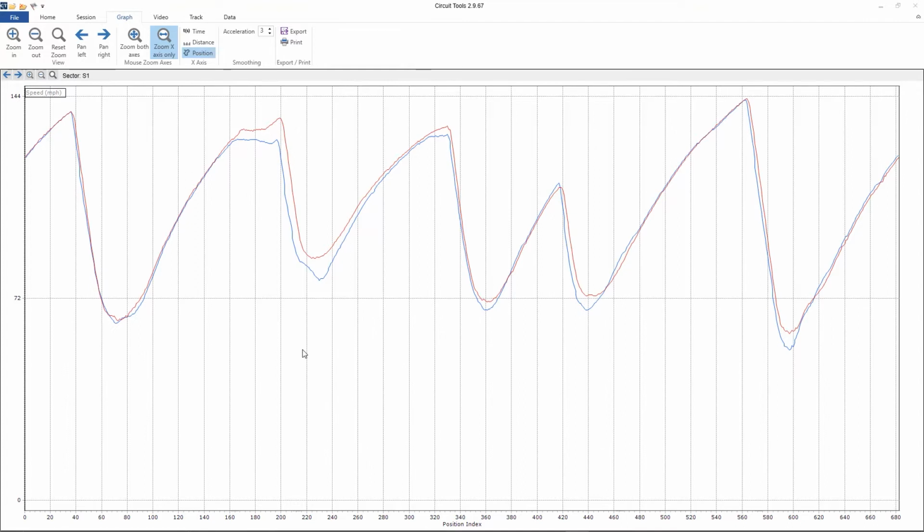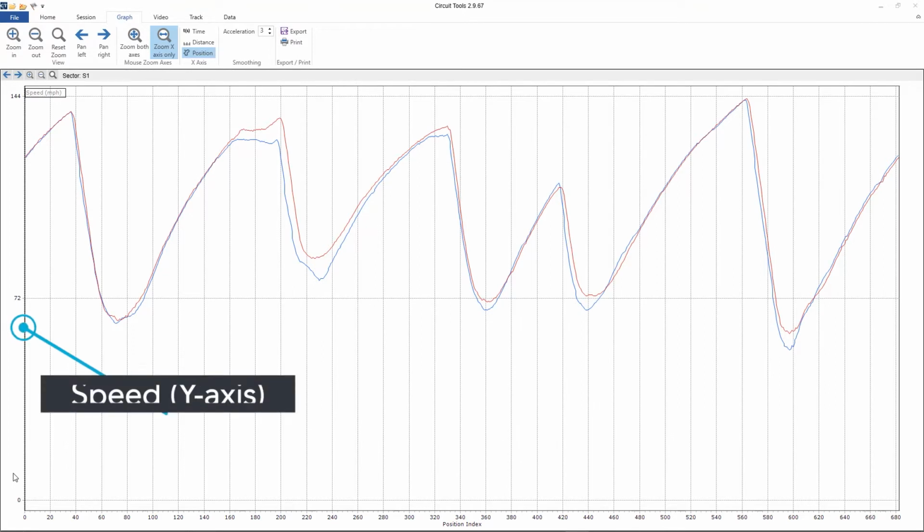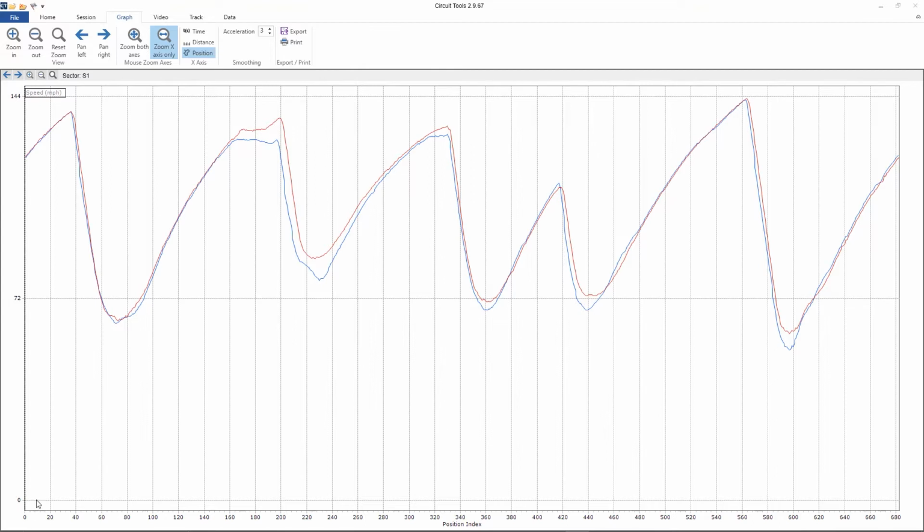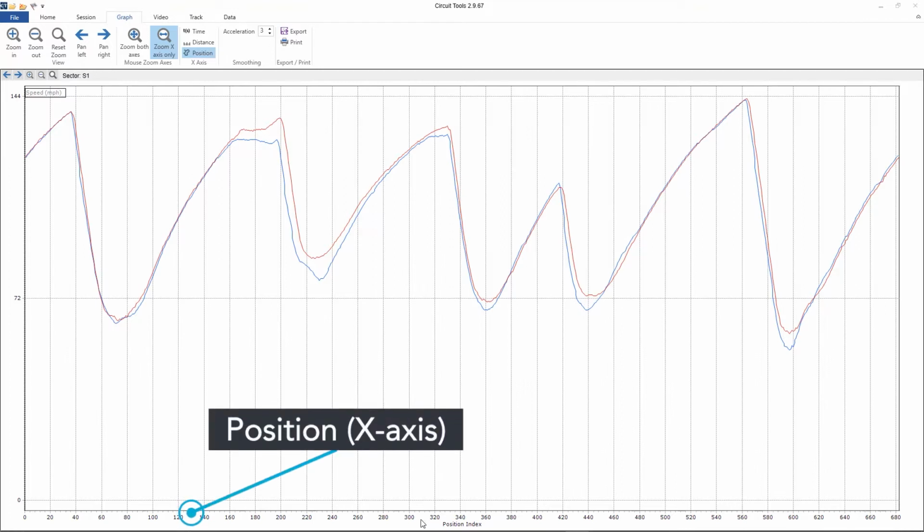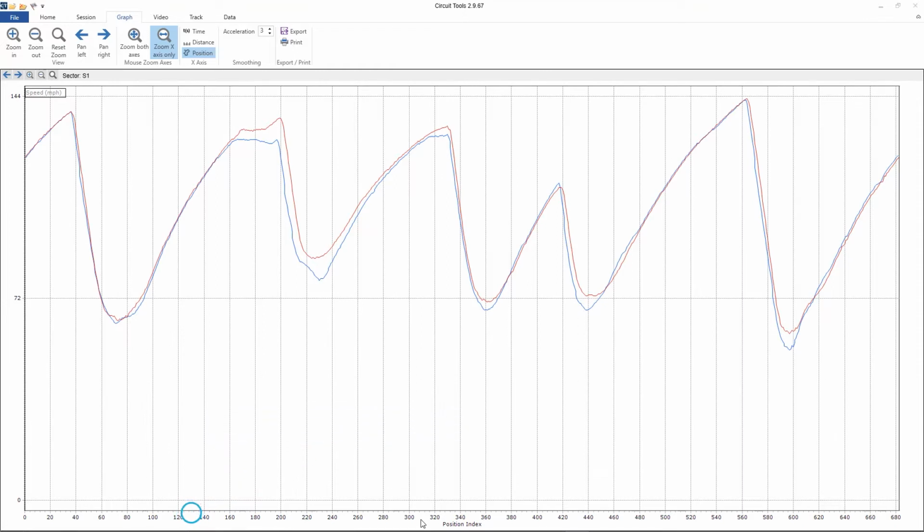Just before we get into it, I'd like to talk about the axis. On the left we have our speed on the y-axis, and this is scaled from 0 at the bottom to 144 at the top. Now, Circuit Tools will auto scale the speed for you, and it depends entirely on the data that you load in. Along the bottom, on the x-axis, we have our GNSS position index, and in this particular file we are going from 0 to 680. So when we read the data, we are reading it from the left to the right.